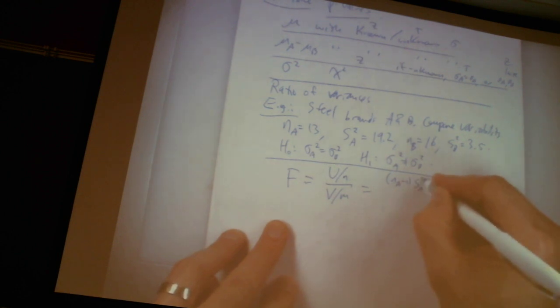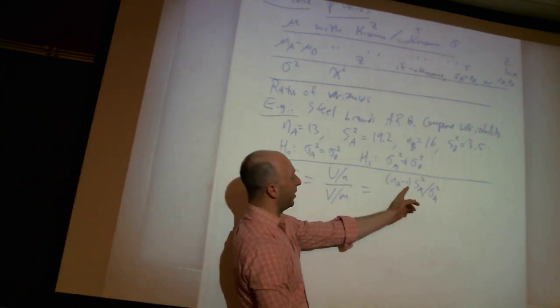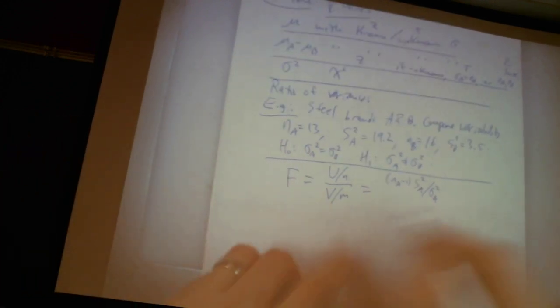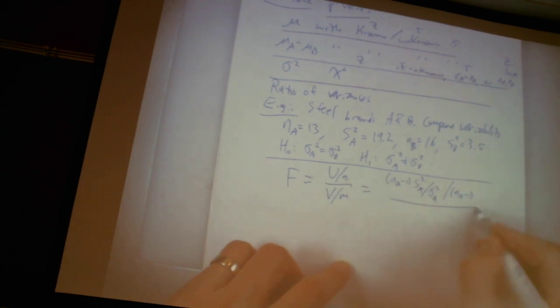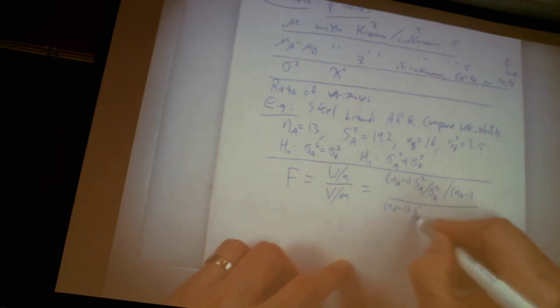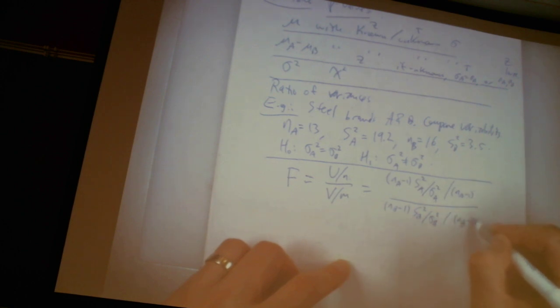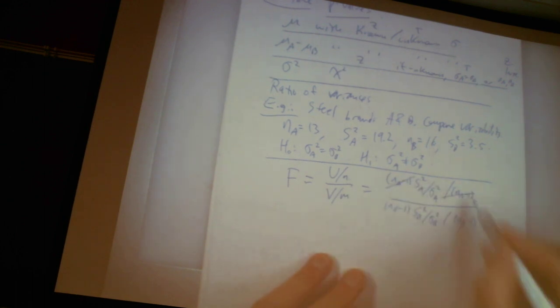Right, so other than Ernest, I hope everyone still remembers this. That is our chi-squared. N_A minus 1 times the sample variance divided by the true variance, divided by the number of degrees of freedom, divided by N_A minus 1, because that's the number of degrees of freedom. And in the denominator, the same thing with B's: (N_B minus 1) S_B squared over sigma_B squared, divided by N_B minus 1. The N_A minus 1 cancel on top and bottom. The N_B minus 1 cancel on top and bottom.